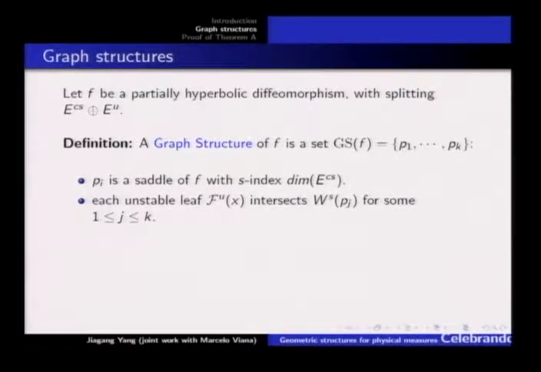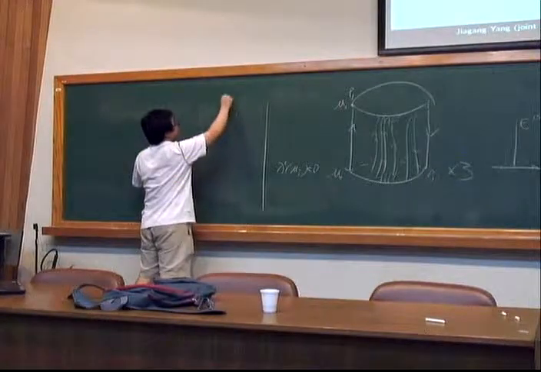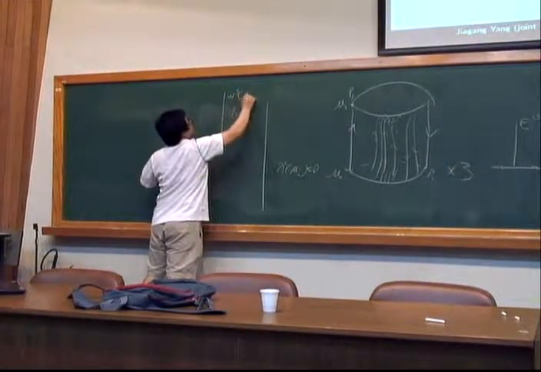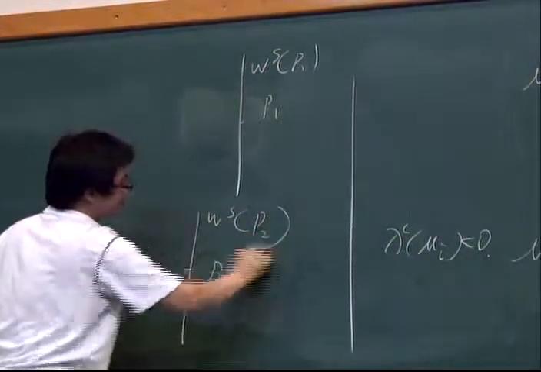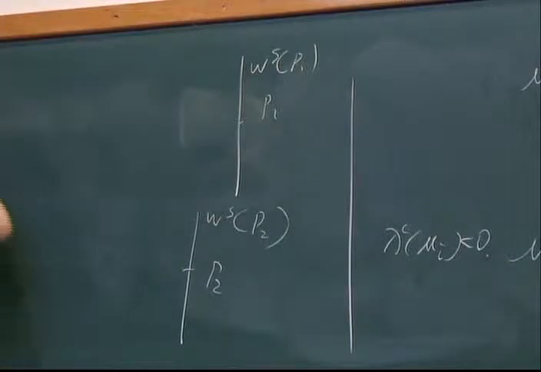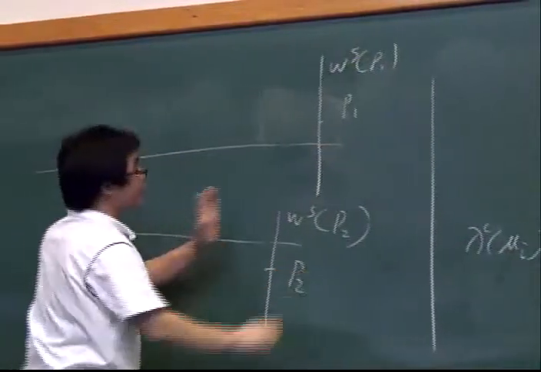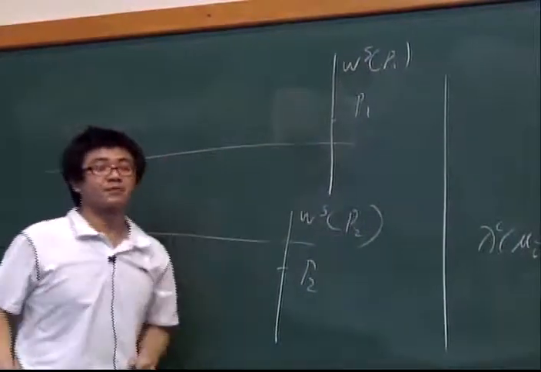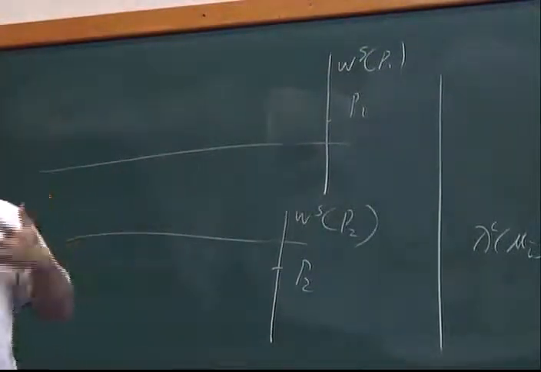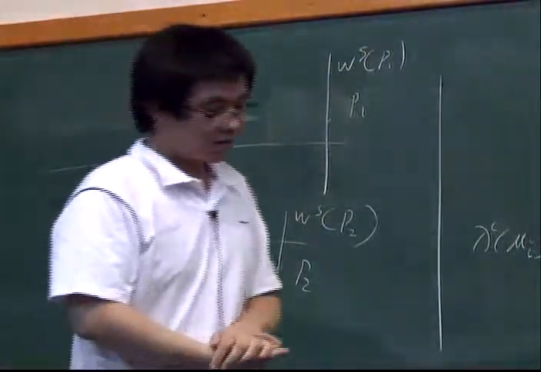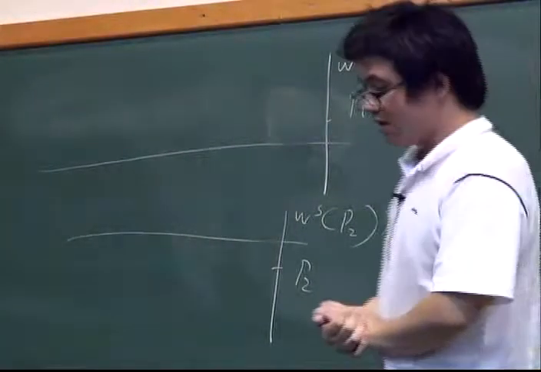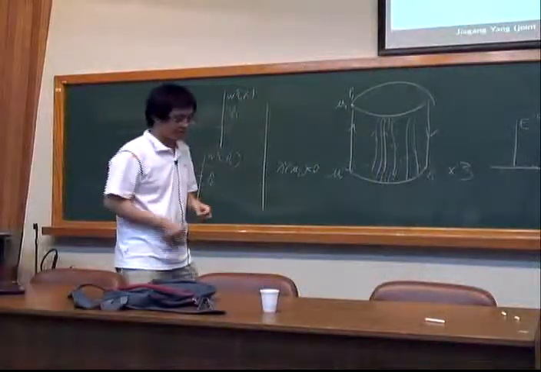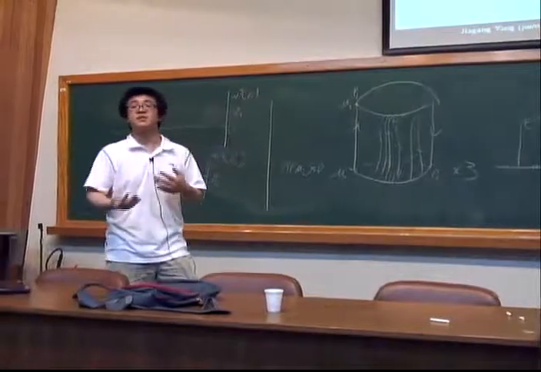So basically, the picture is like the following. P1, we have a stable manifold of P1. And P2, we have a stable manifold of P2. So an unstable leaf will intersect at least one of these stable manifolds. This really has no relation with physical measures. This was first studied by Bonatti, Diaz, and Ures, when they showed the foliation for 3-dimensional transitive partially hyperbolic diffeomorphisms to be minimal.